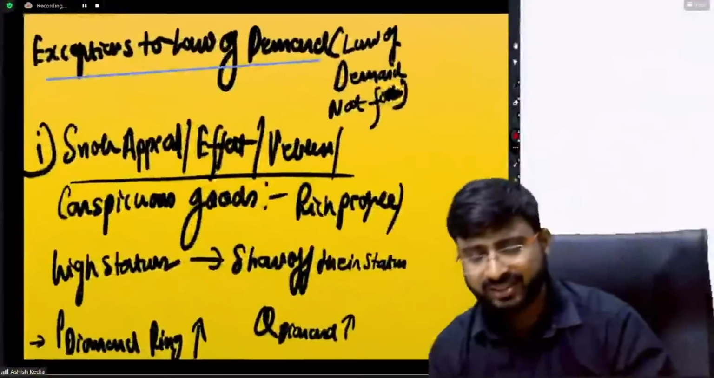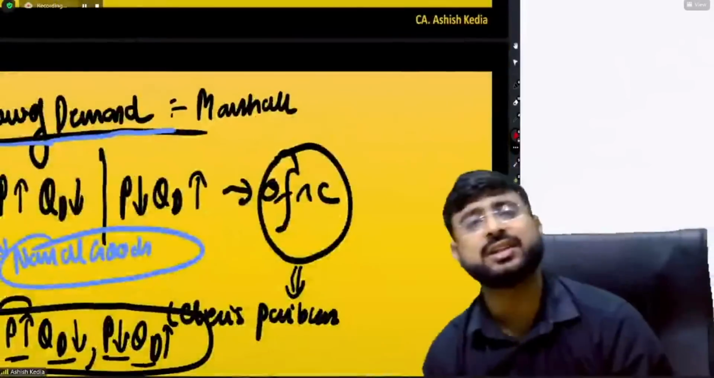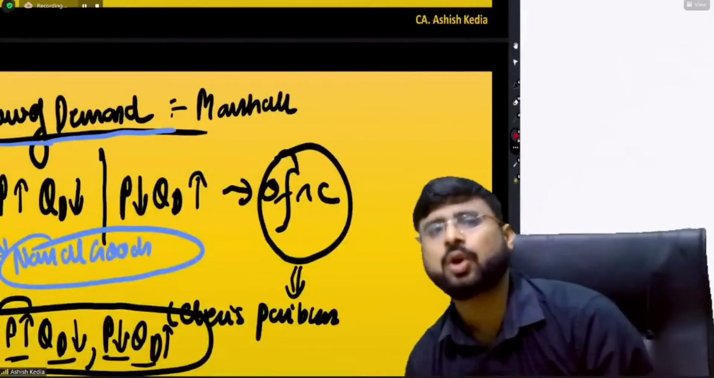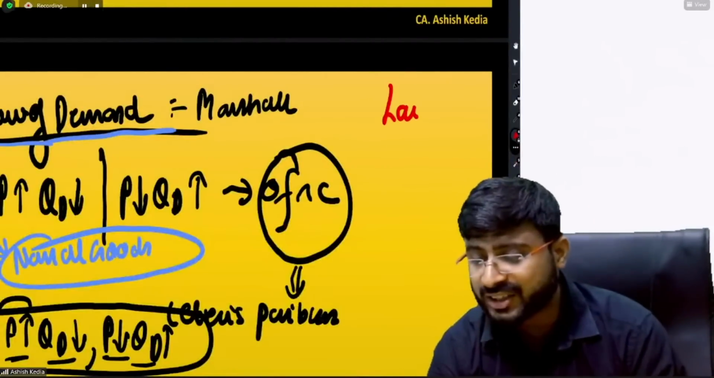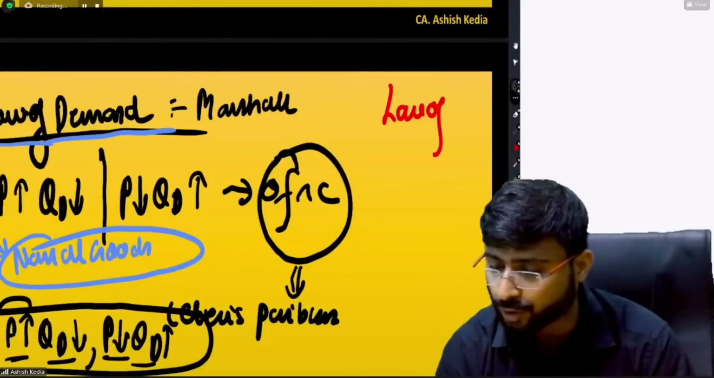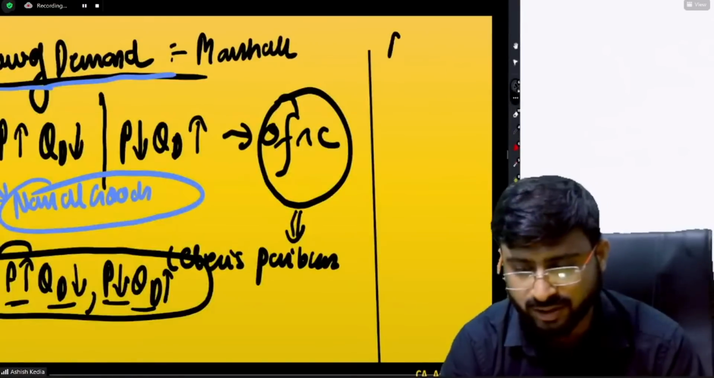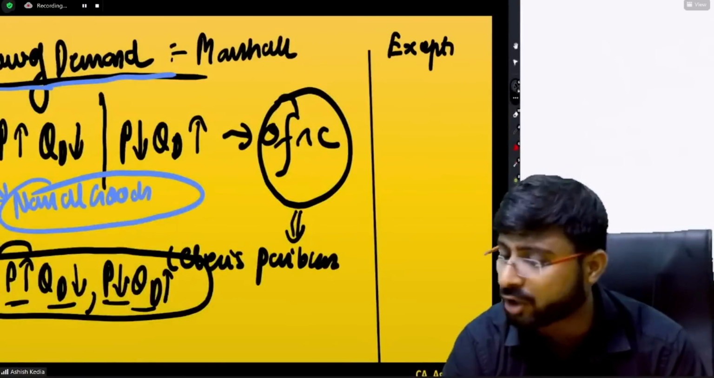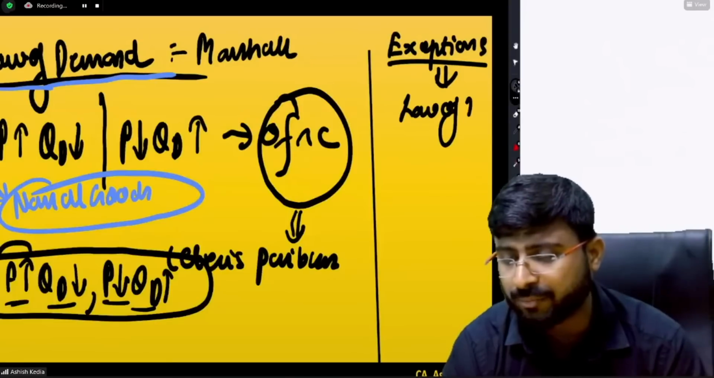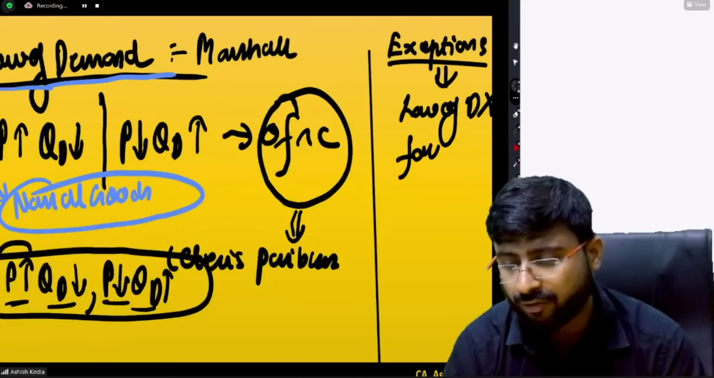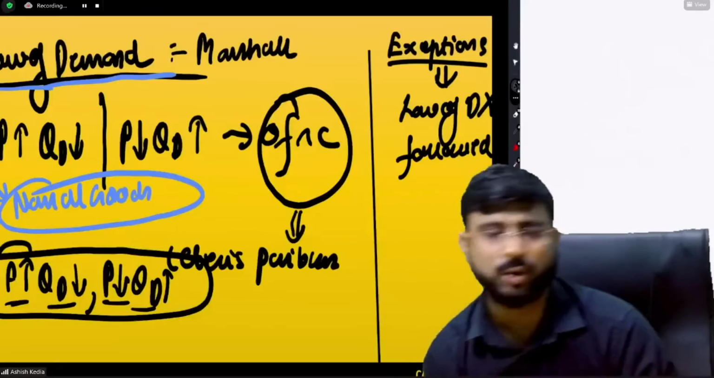Now, we are discussing exceptions to the law of demand. A very interesting discussion. Exceptions to the law of demand means cases where law of demand is not followed. What does exception mean, everyone? Exceptions means where law of demand is not followed.